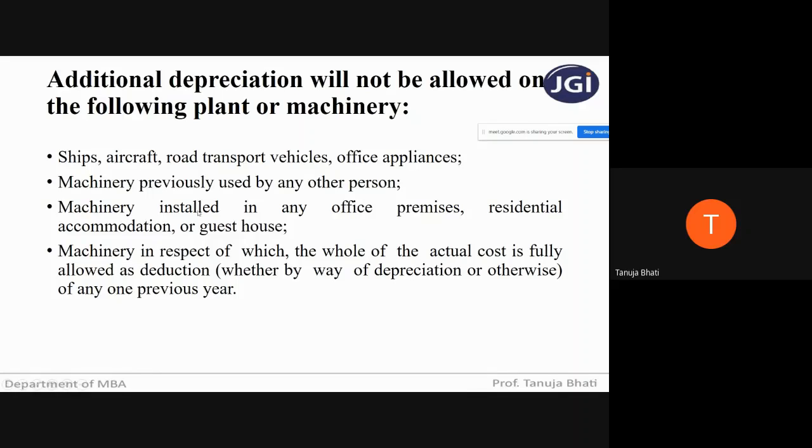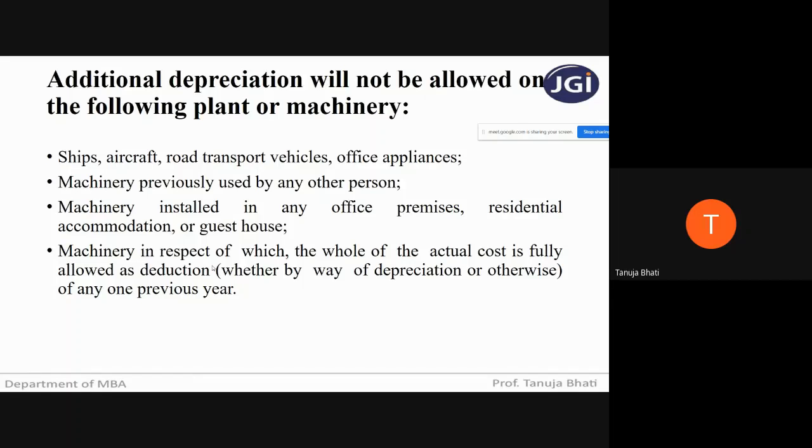Next, machinery installed in any office premises, residential accommodation or guest house, you cannot claim additional depreciation. The machinery in respect of which the whole of the actual cost is allowed as a deduction in any one of the previous years. If you have already taken the whole of the amount as deduction in any of the previous years, you will again not get the additional depreciation on that.